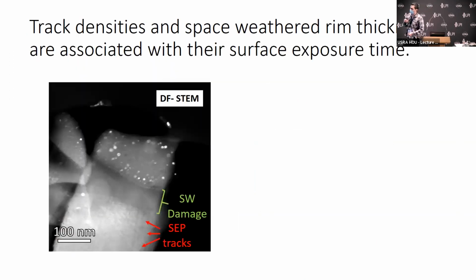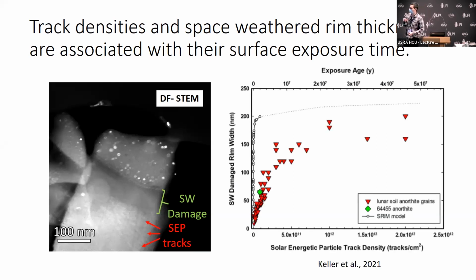So again, we have our solar wind damaged rim, and we have our solar energetic particle tracks. In the same paper by Keller et al. 2021, they were able to relate the two and showed that solar wind damaged rim widths increase fairly quickly over the course of about 10 million years before leveling out. However, energetic particle track densities continue to increase with increasing exposure age. So this is a plot showing lunar anorthite grains.